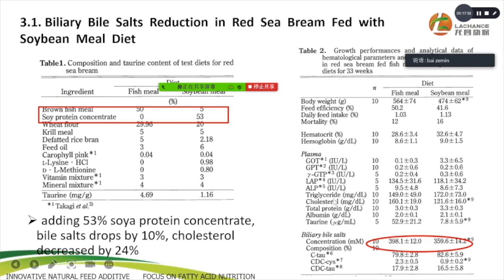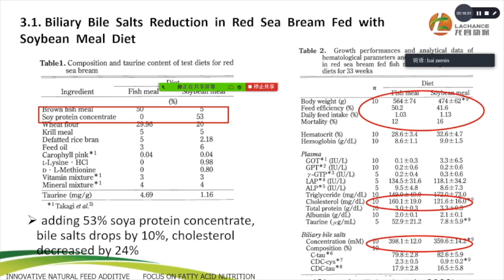And we also got the result that the concentration of bile salt decreased by 10%. And for cholesterol, as we all know, plant protein is short of cholesterol, so that's why the cholesterol dropped by around 24%. That means when we replace fish meal with plant protein, maybe linseed, maybe other soybean, maybe we need to add some bile acid.